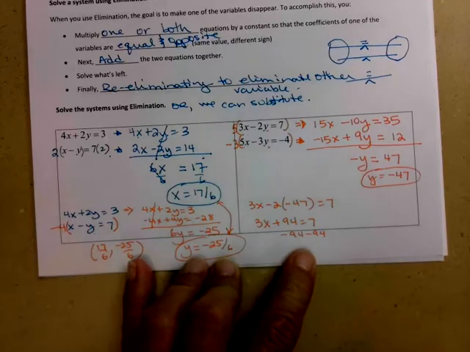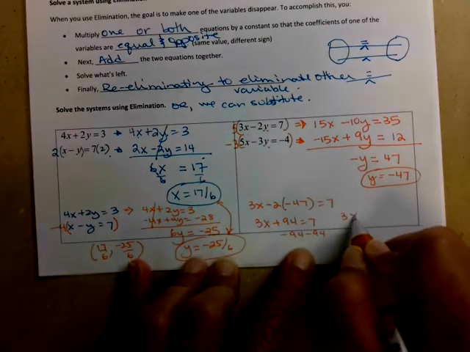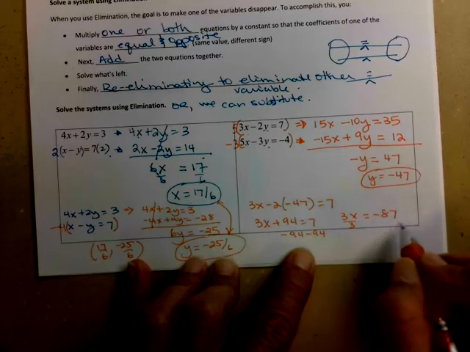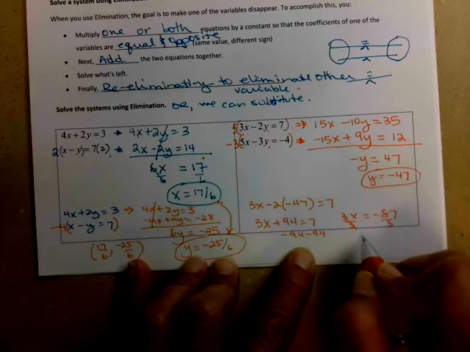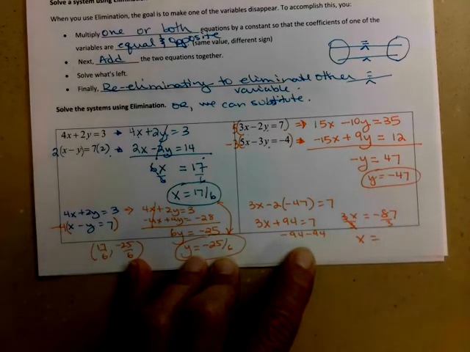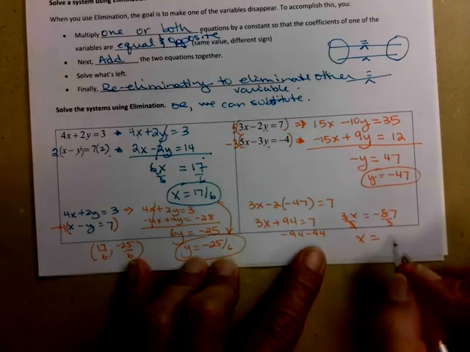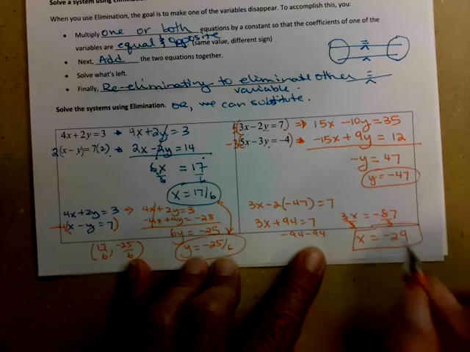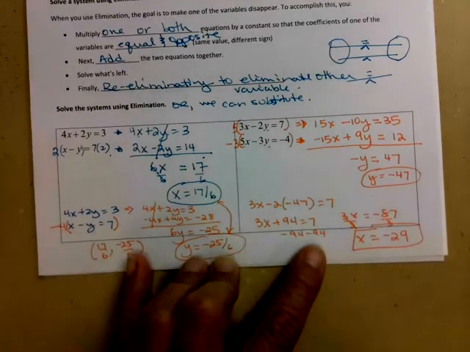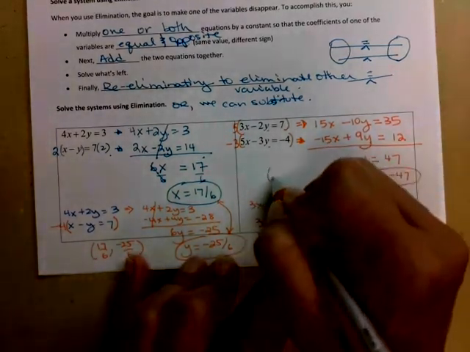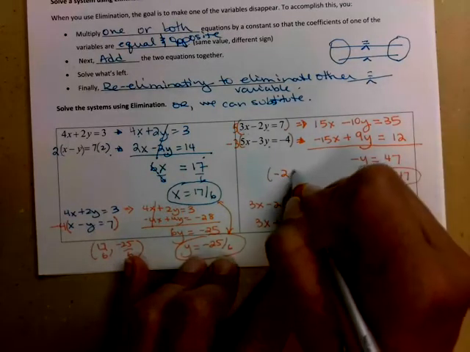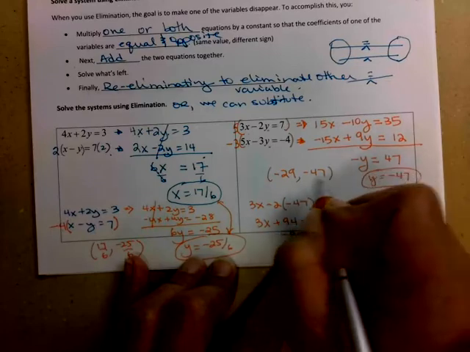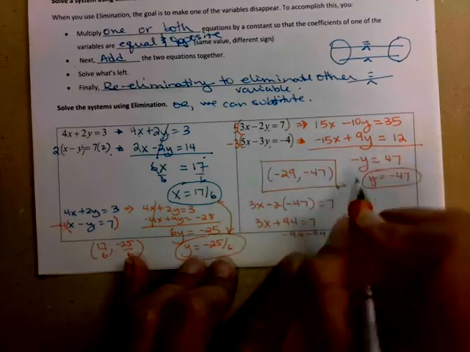Looks like negative 87. So 3x equals negative 87. And then divide both sides by 3. So x equals negative 29. And then the ordered pair version, which I'm sure you've already done. Negative 29, right? x goes first, comma, negative 47.